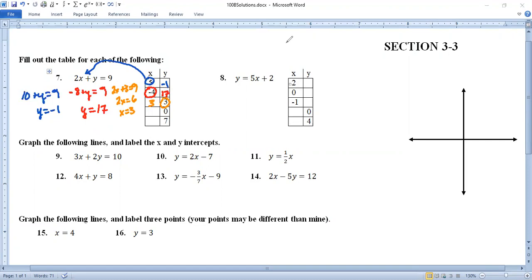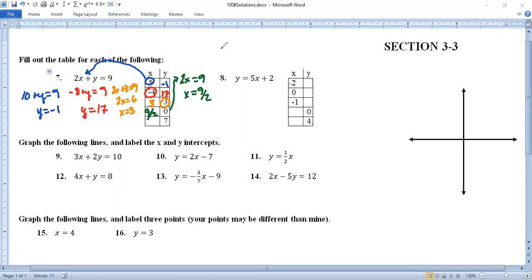The next one, we're going to have 0 go in for y. So let's put that guy right up here, and we have 2x plus 0 equals 9. Divide by 2, and we get x equals 9 halves, or 4.5. And now that we've discussed intercepts, we realize this would be the x-intercept of this particular line.